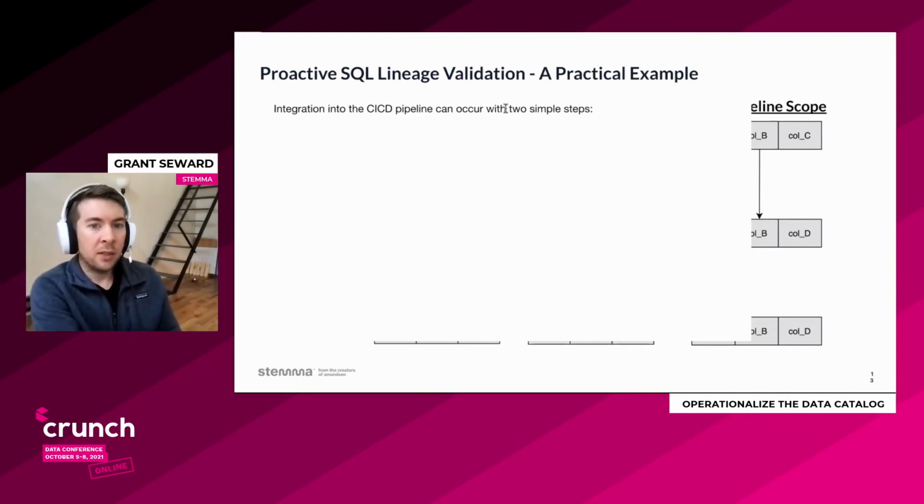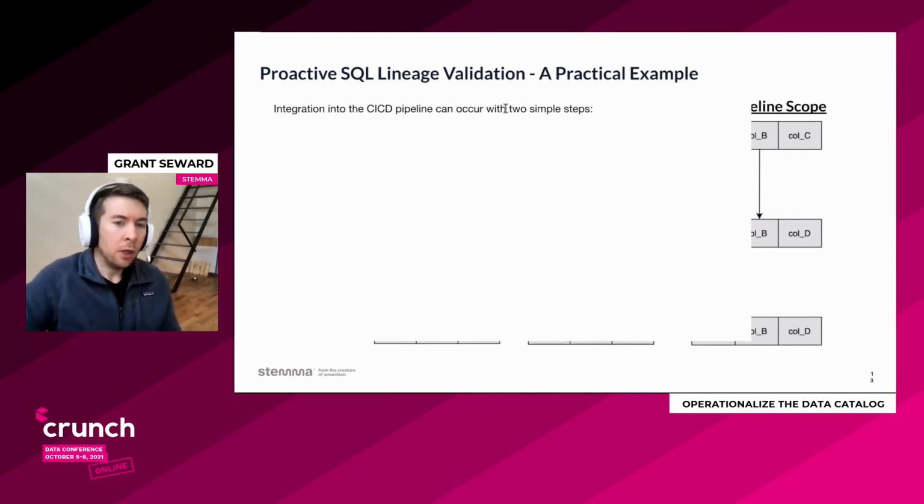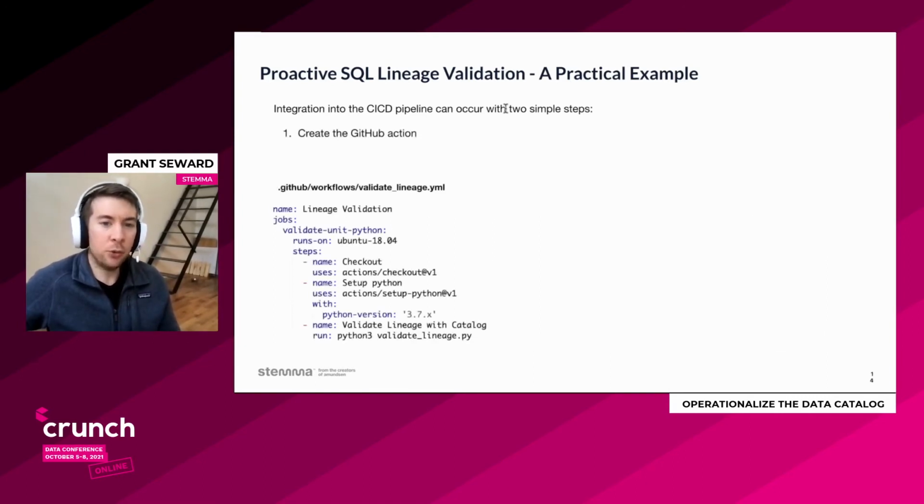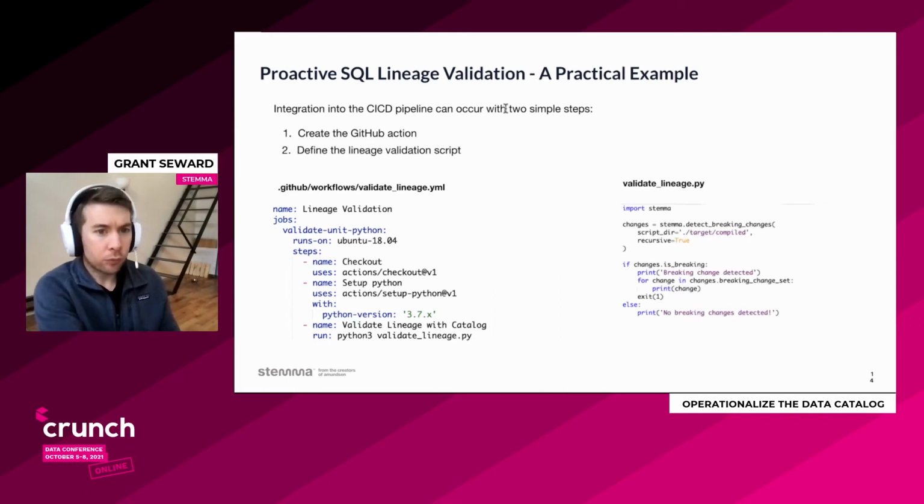When done right, proactive lineage validation should be rather simple. Implementations can be as little as 1 or 2 steps, assuming that your catalog has the ability to verify your lineage. With any other implementation or hook into your pipeline, you just need a new check. And so what I've shown here is something that should feel relatively familiar to everyone. This is just a GitHub action using Python. And then the second item is a script that is actually going to validate your code using the SQL within your repo.